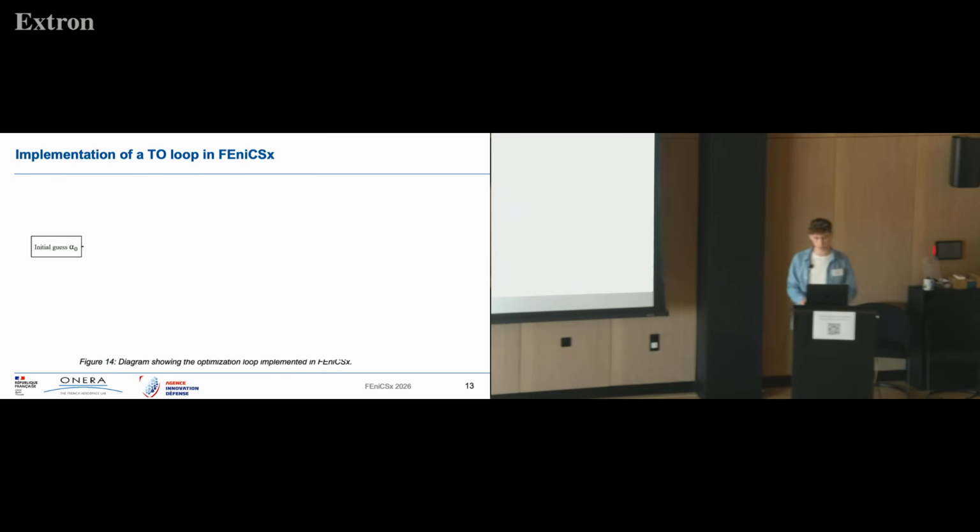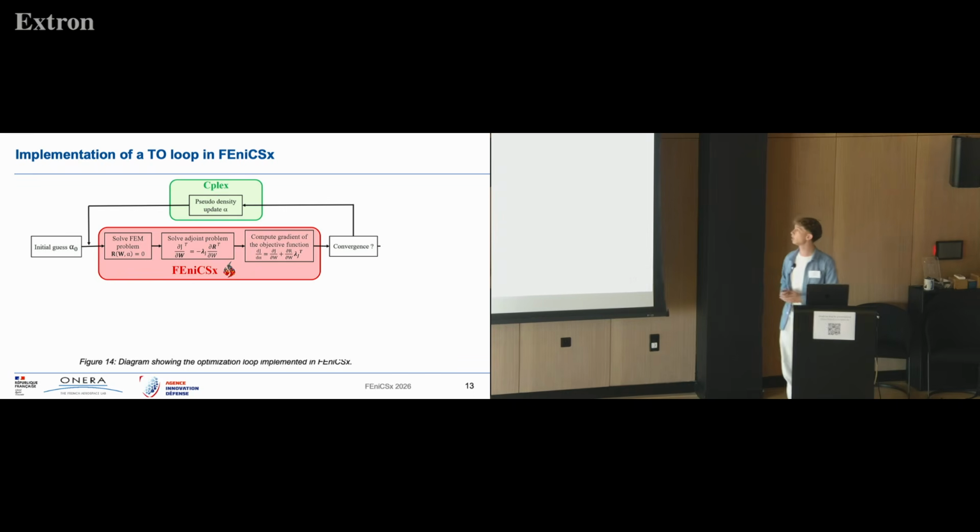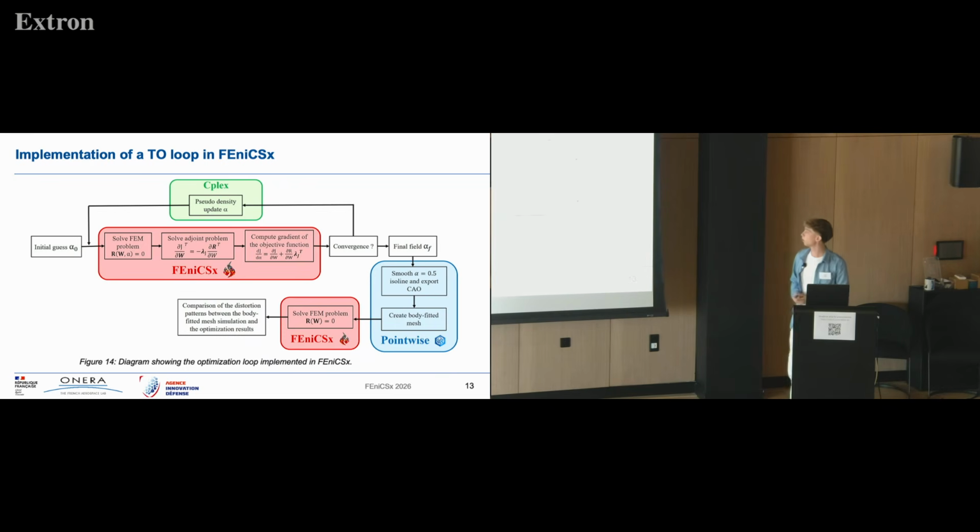So, the topology optimization loop is implemented in FEniCSx in order to solve the nonlinear problem, but also to compute the gradient of the objective function by solving the adjoint problem. The pseudo-density field alpha is updated by CPLEX until the convergence, and after the optimization, we extract the solid from the density field with ParaView, and we create a body-fitted mesh to compare with the optimization.